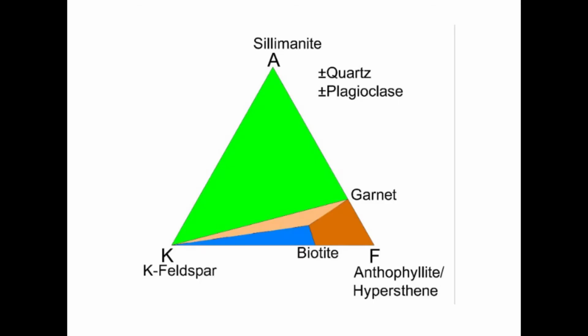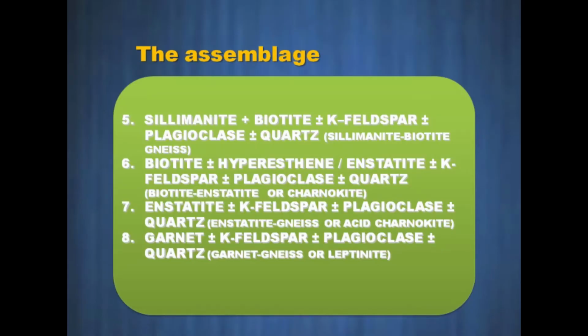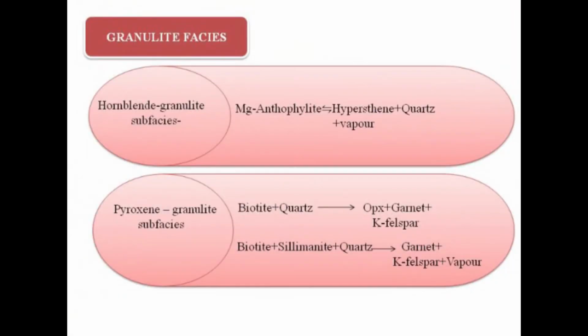Incsitite plus potash feldspar plus or minus plagioclase plus or minus quartz is also known as acid charnockite. The eighth is garnet, potash feldspar, plagioclase feldspar plus or minus quartz, a typical granulite rock, known as garnet gneiss or leptynite. Now, the next important higher grade is your pyroxene-granulite subfacies.